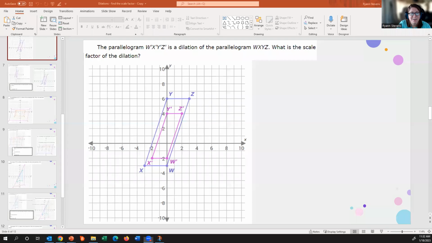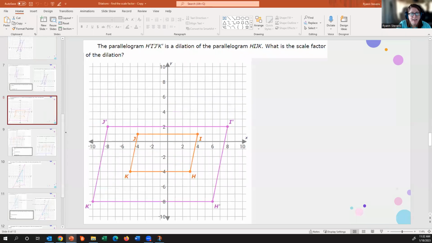Let's look at another example here. We have the parallelogram HIJK. We have to determine the scale factor. So HIJK is our pre-image. This is what we're starting with. And H'I'J'K' is our image. This is what we're going to result with.